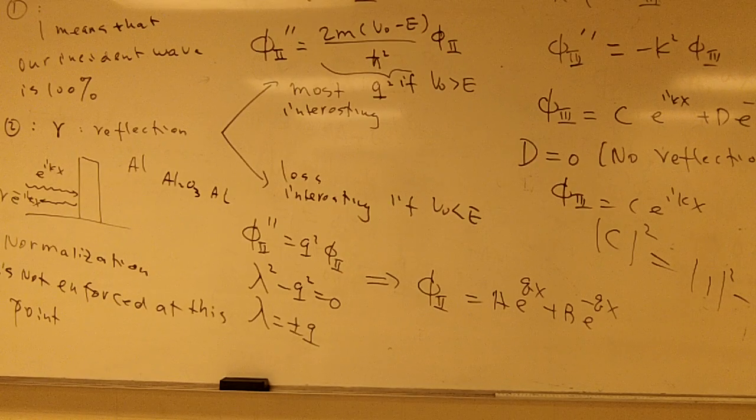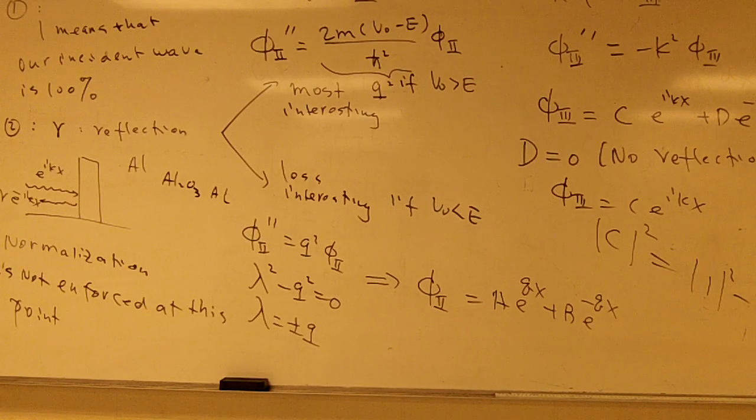Why did we not normalize the wave function? Oh, because it's not localized. Exactly. This is a rhetorical question. Okay, Cody, what does the wave function in region 1 look like?